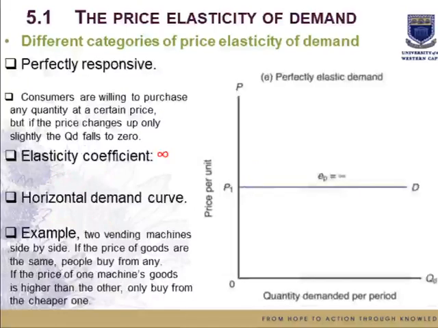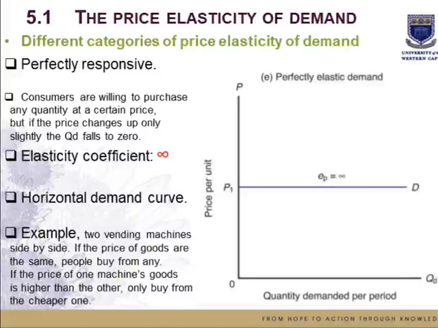When the price elasticity of demand is perfectly elastic, the elasticity coefficient will be equal to infinity. This means quantity demanded is perfectly responsive to price changes. In this case, consumers are willing to purchase any quantity at a certain price, but if the price increases only slightly, the quantity demanded falls to zero, and so does total revenue. The demand curve for such a product is characterized by a horizontal line.